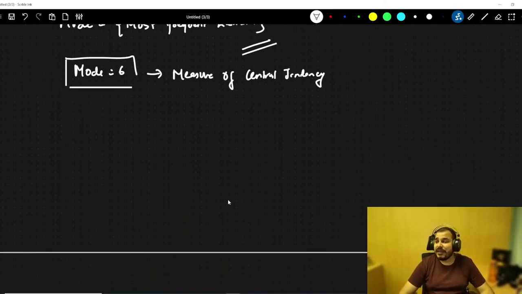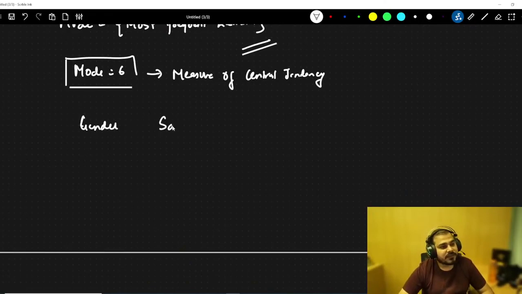Now where specifically is mode used? Let's consider a data set. Let's say I have a data set with gender and salary. In gender you will probably find male, female, male, female. Or let me change this data set and make it simpler. Why specifically do we use mode? Mode can be used with both integer and categorical variables, but it works well with categorical variables.